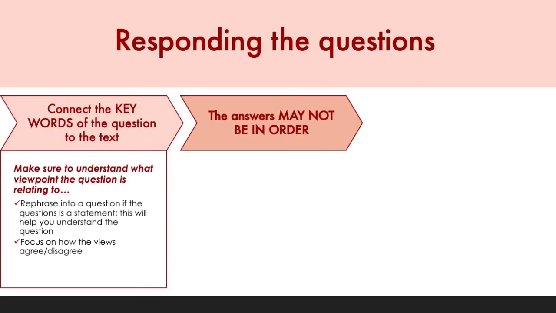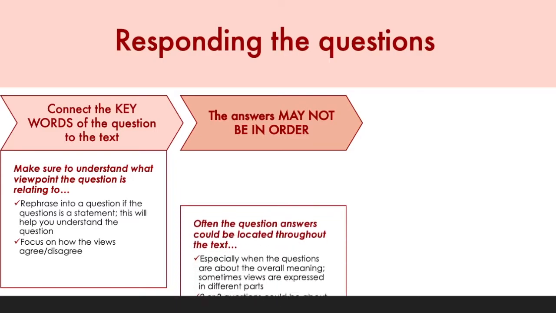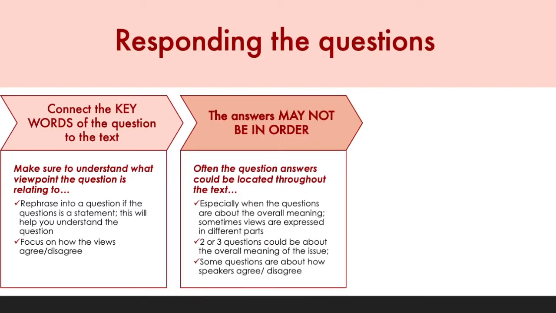The answers may not be in order. Often, the question answers could be located throughout the text, especially when the questions are about the overall meaning. Sometimes views are expressed in different parts. 2 or 3 questions could be about the overall meaning of the issue. Some questions are about how speakers agree or disagree.